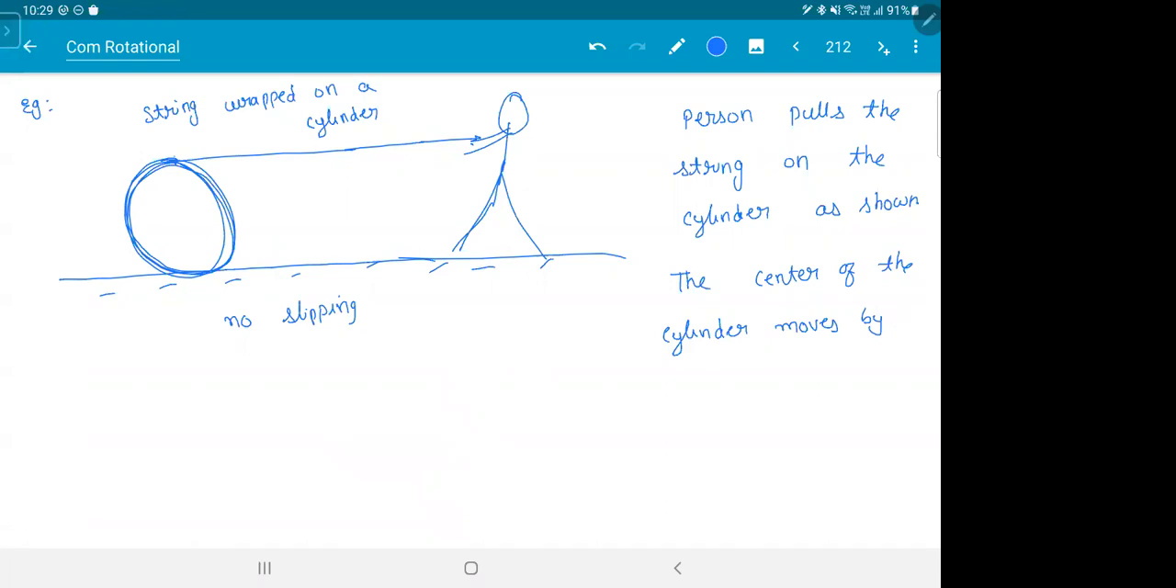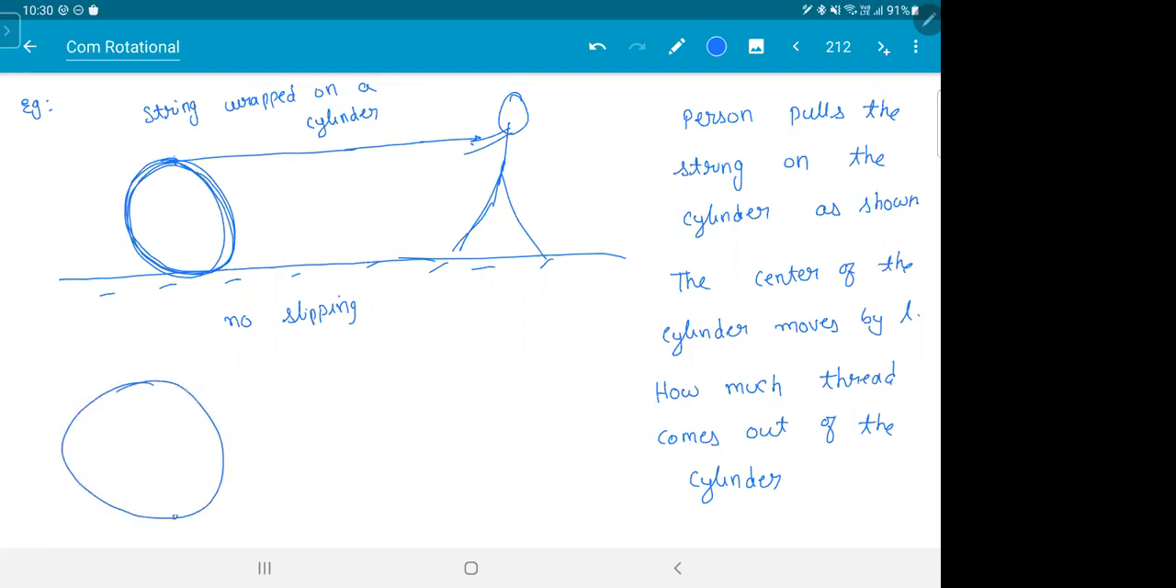So the cylinder moves by L. So the question is, how much thread comes out of the cylinder? A simple question like this. Normally what we know is if I pull by L, it should come out by L. But here something happens. I'll show you what happens. If you look at the velocity profile, this point is 0, this point is V, this point is 2V. We just saw this.